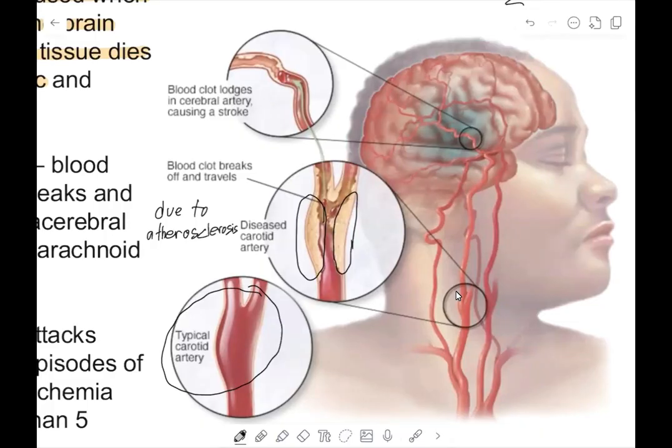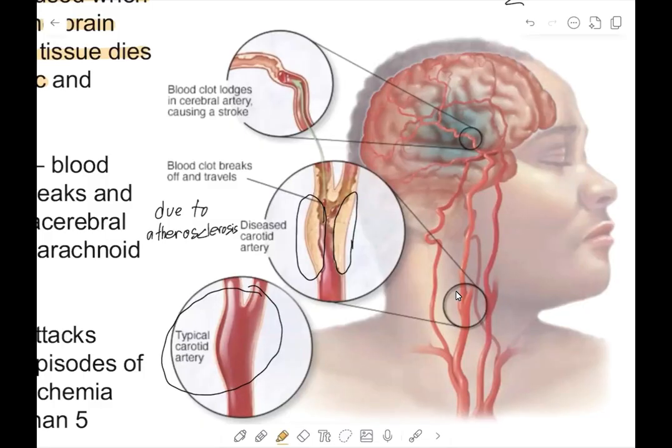A lot of times when you go to the doctor, they'll put a stethoscope on your carotid artery to listen to what they call carotid bruits, which is essentially buildup of atherosclerotic plaque that could occur at the carotid artery, meaning you could have a risk of a stroke.